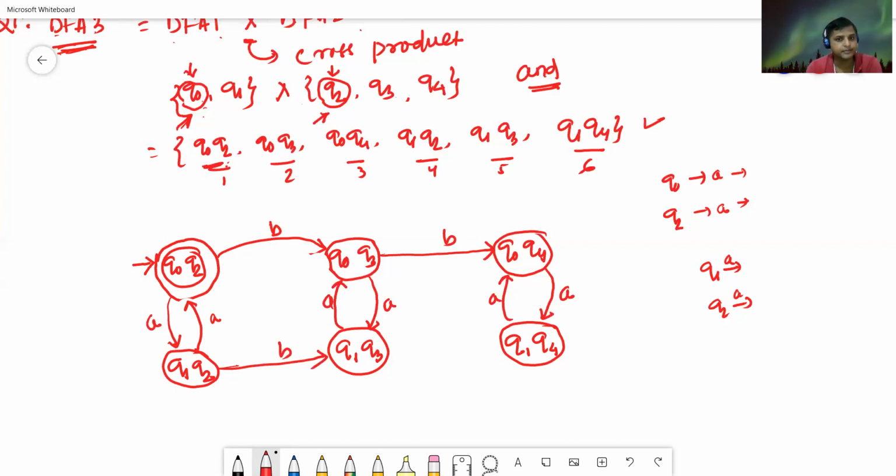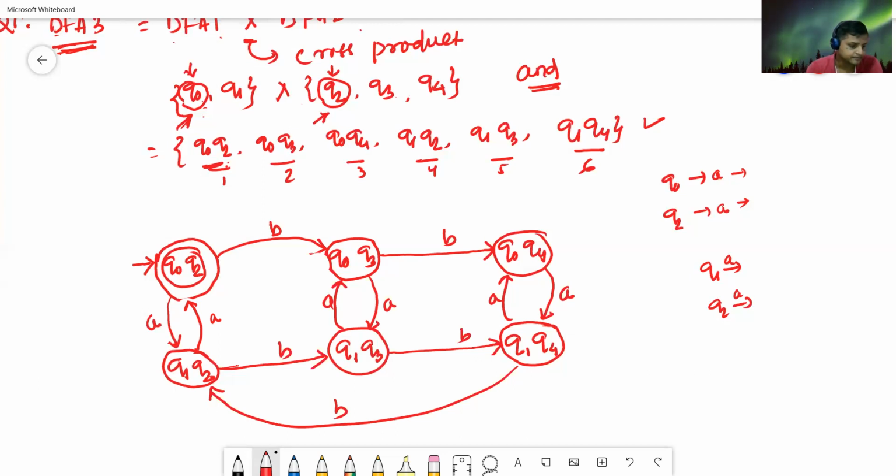Q1, Q2 read B goes to Q1, Q3. This one read B. Q1, Q3 read B goes to Q1, Q4. Q1, Q4 read B goes to Q1, Q2. So Q0, Q2 already read A, B, okay. Then Q0, Q3 read A, B. Q0, Q4 read A and B, okay.